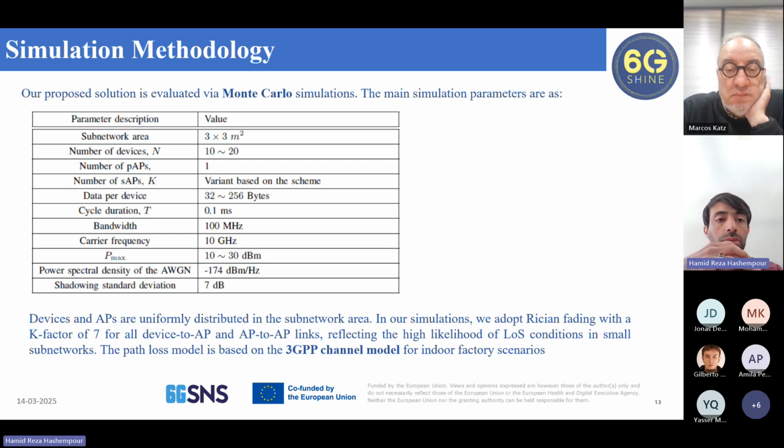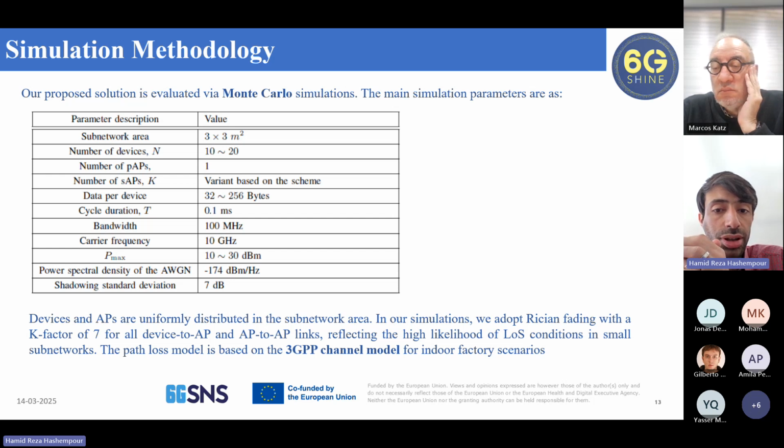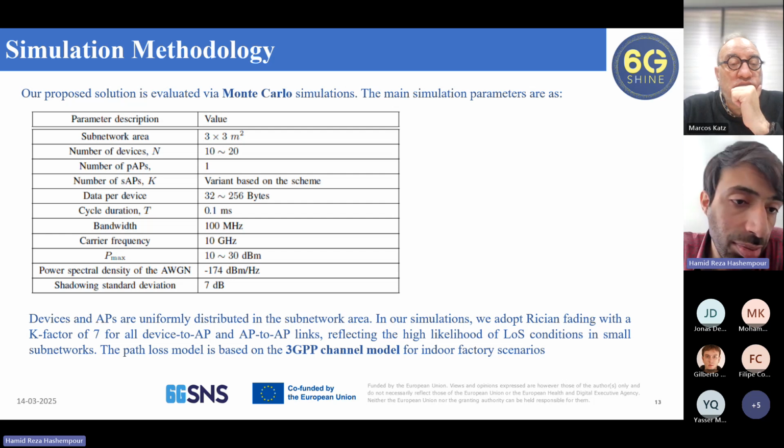So let's move to the simulations. Our methodology is based on Monte Carlo simulation. The main simulation parameters are as follows. We have a subnetwork area of 3 square meters, and the devices number between 10 and 20. We have one primary access point and K different secondary access points. The packet size varies from 32 to 256 bytes.